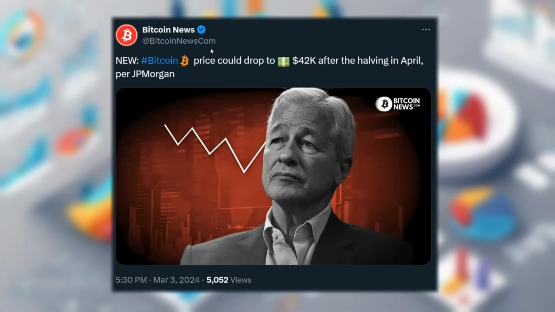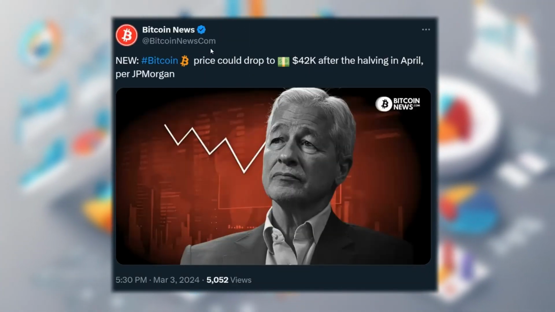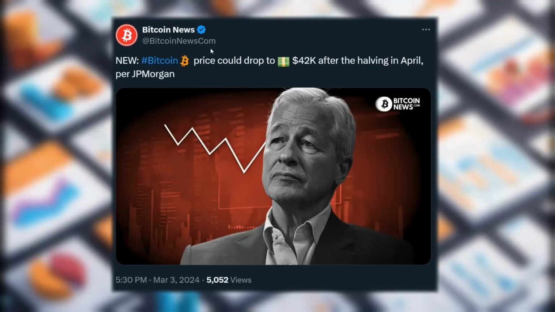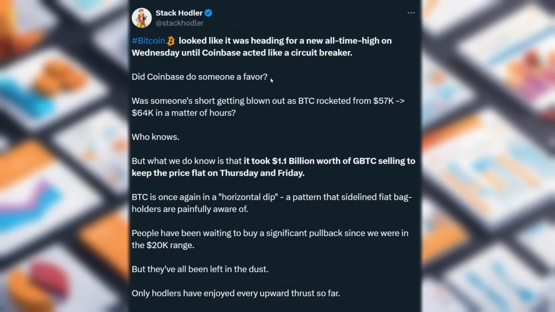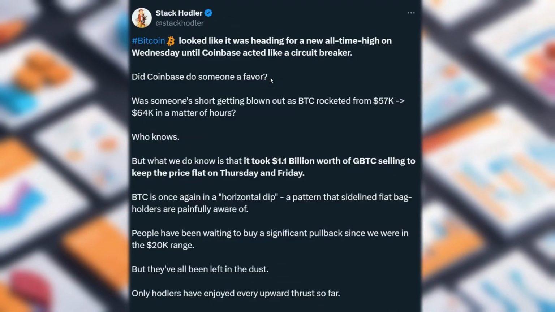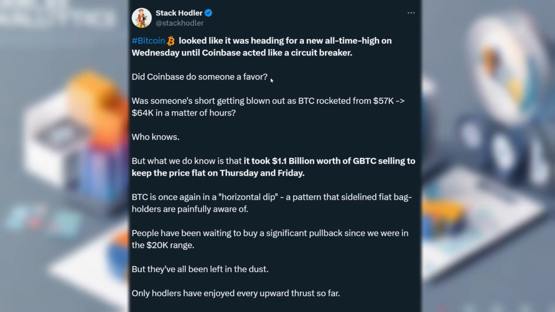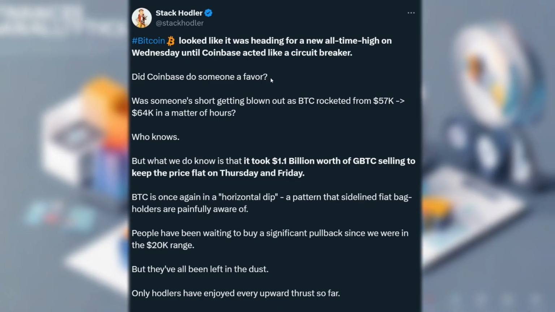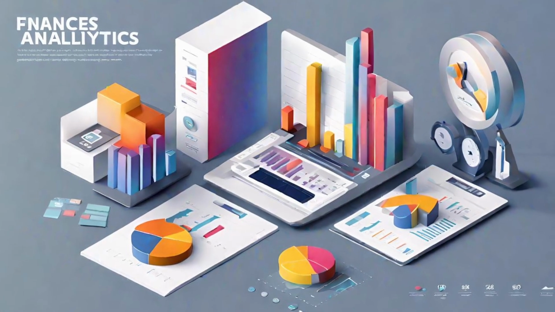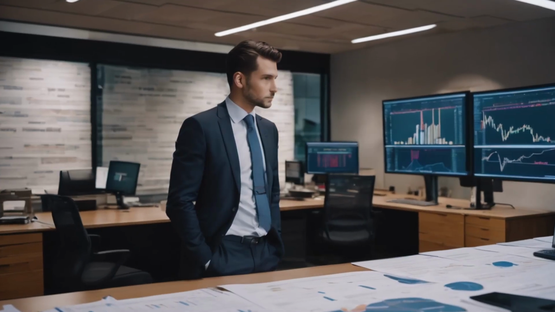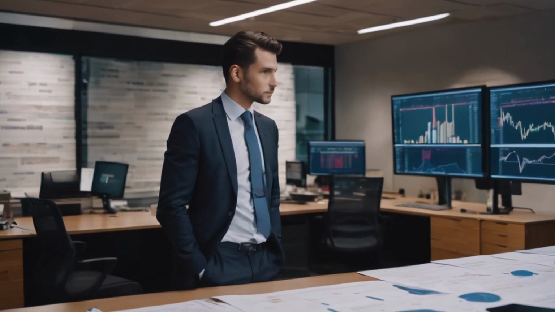The next one: Bitcoin price could drop to 42,000 after the halving in April, per JP Morgan. Also, Bitcoin looked like it was heading for a new all-time high on a Wednesday until Coinbase acted like a circuit breaker. Did Coinbase do someone a favor? Was someone's short getting blown out as Bitcoin rocketed from 57,000 to 64,000 in a matter of hours?